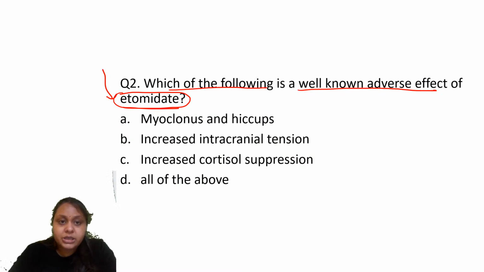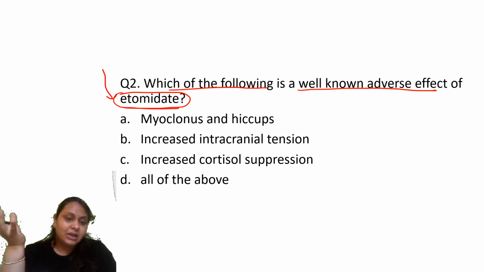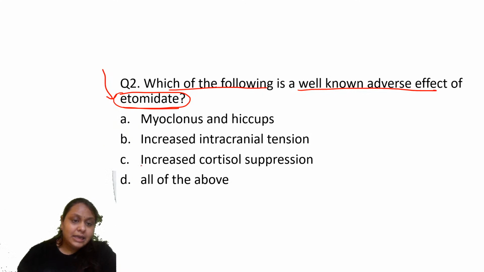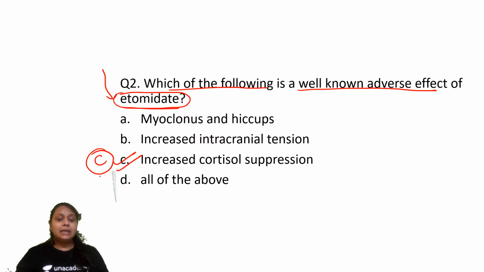So what was our question? Which of the following is a well-known adverse effect of etomidate? Then if it is only asked well-known, because it does not increase the intracranial tension. So yes, Dr. Kunal, as you mentioned earlier, it is C, that is increased cortisol suppression. Myoclonus and hiccups are also caused by it, but if the well-known, specific adverse effect is asked, then it is increased cortisol suppression.